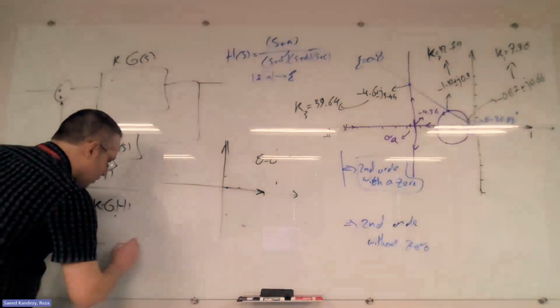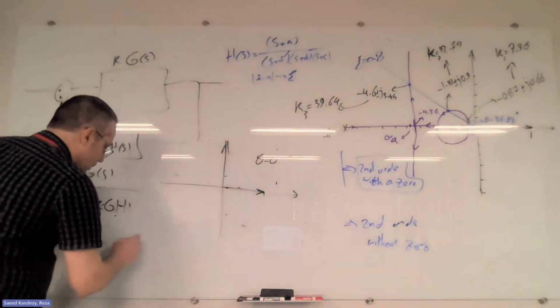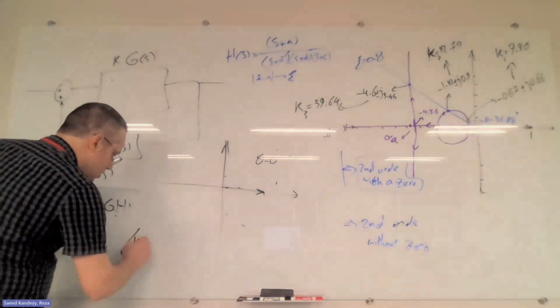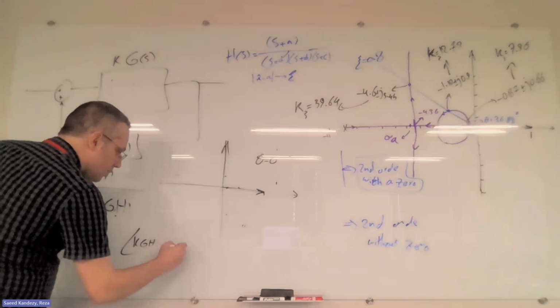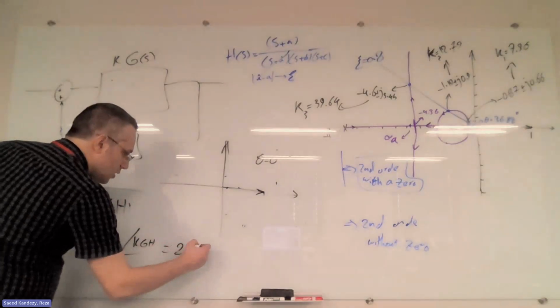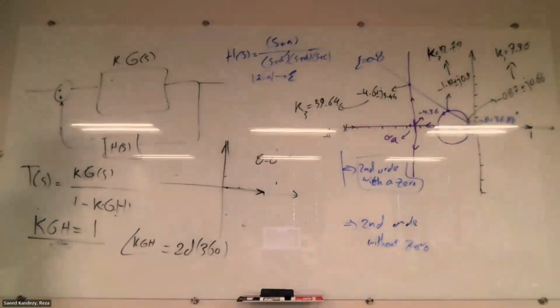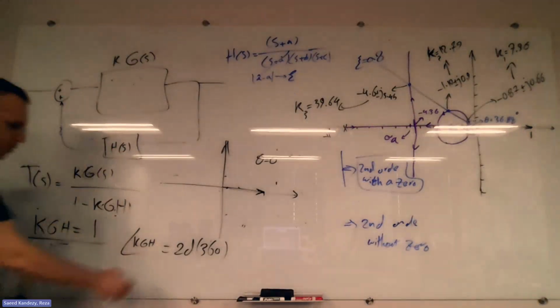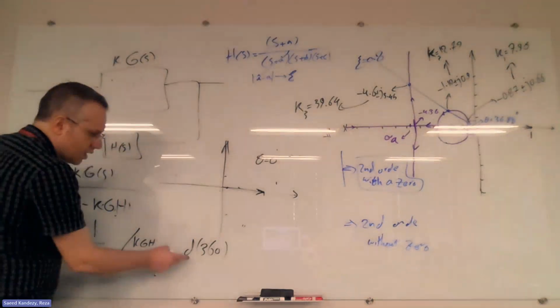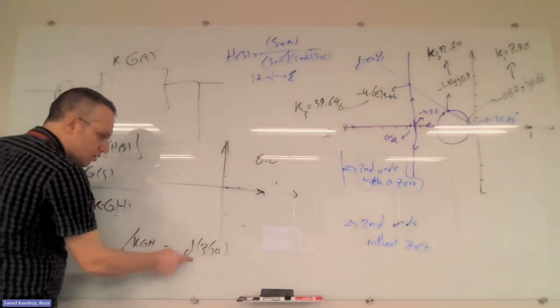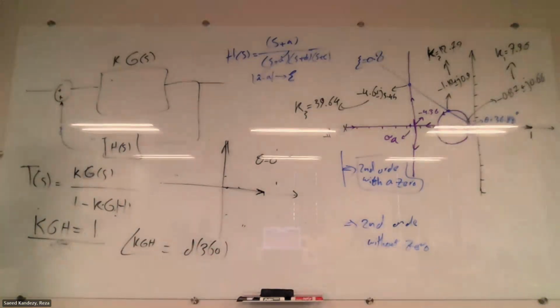So now the theta of KGH is going to be 2d times 180, or d times 360, it doesn't matter, because d is going to be 0, 1, 2. Very good.